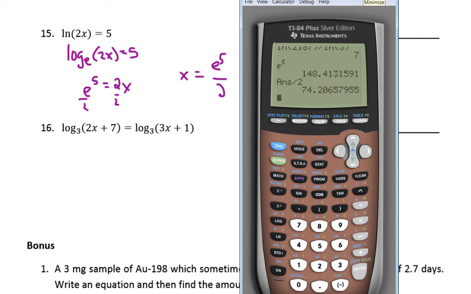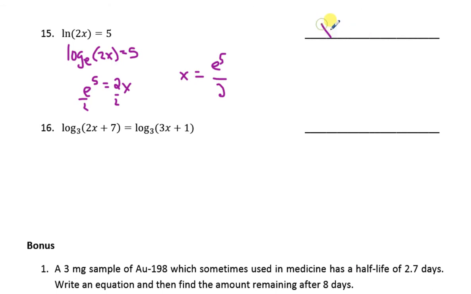74.206. I'll just put 74.21. Same thing, you could plug it back into the equation, do the natural log of 74.21 times 2, and it should equal 5.